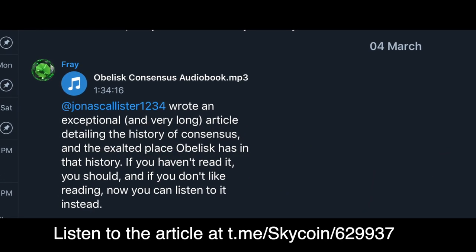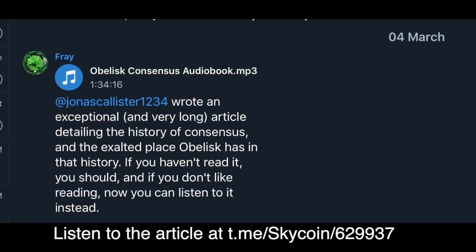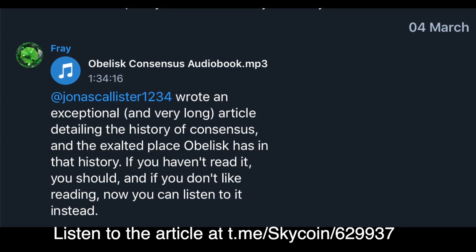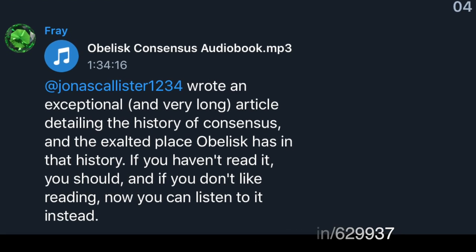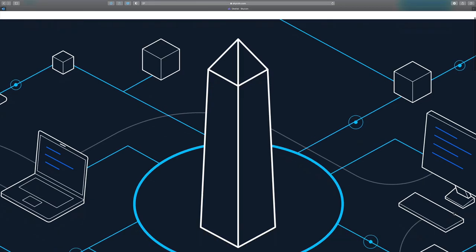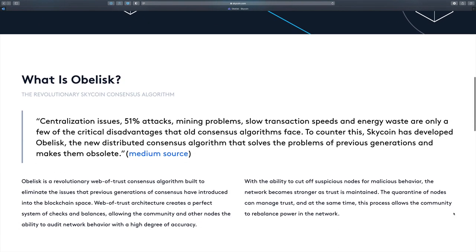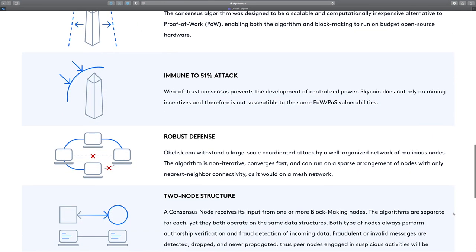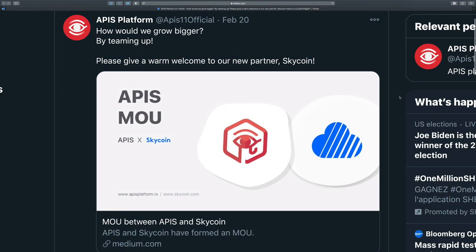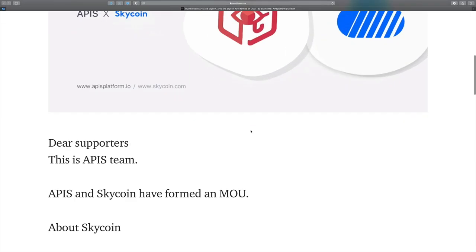Skyfleet superstar Jonas Callister, aka Jeffrey Kublin, published a comprehensive guide to consensus and Obelisk at the end of February, detailing the concepts underlying the need for consensus and the ways in which Skycoin's Web of Trust solution Obelisk will solve some of the long-standing problems that plague other consensus solutions. A memorandum of understanding with APIS was also announced.